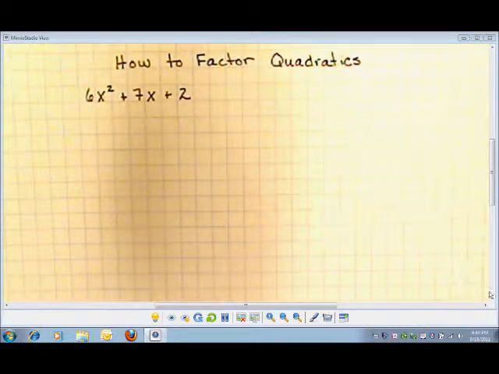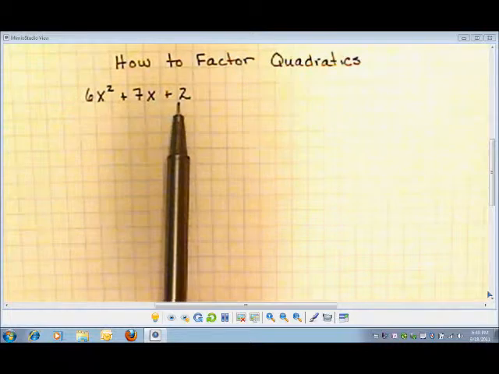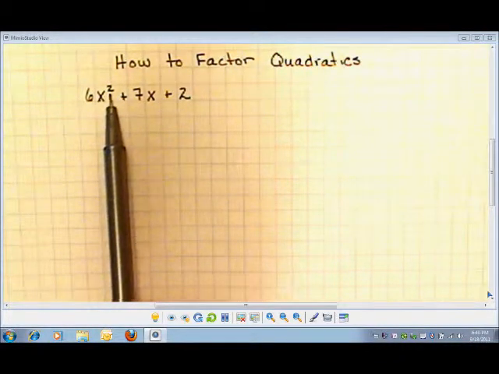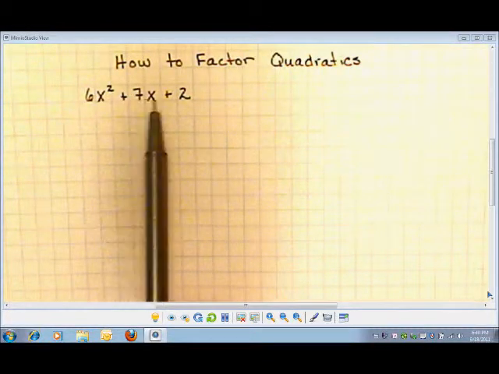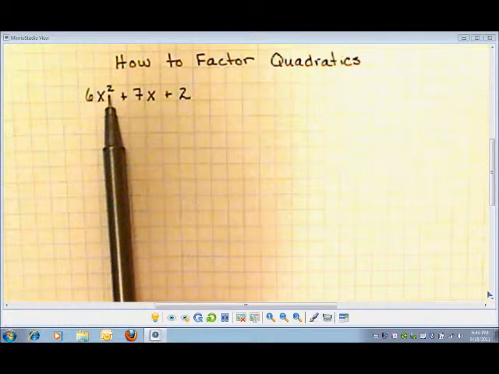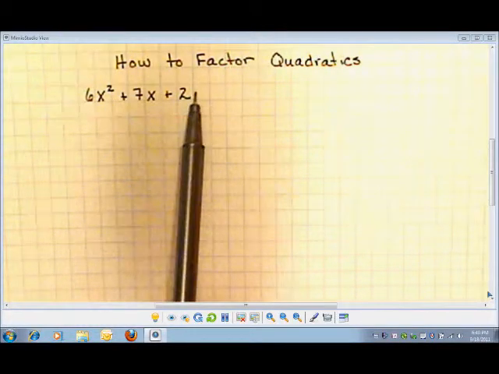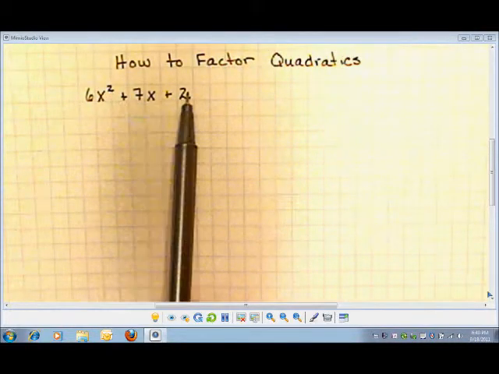Let's look at how to factor quadratics. So this is a quadratic because we have a trinomial and our highest term is squared. Note this is also in standard form. Our exponents: this is 2, the exponent here is 1, and technically the exponent here is 0. So they're in descending order.